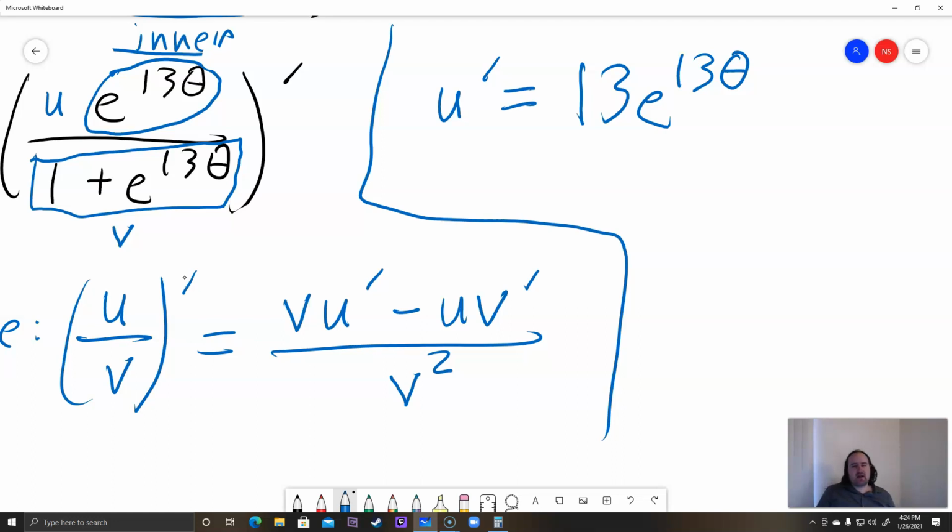Okay, and then surprisingly, v prime should be exactly the same thing here. Now why is that? Well, the derivative of 1 plus e to the 13th theta, well, the derivative of 1 is just 0, because the derivative of any constant is 0. So we're really just taking the derivative of e to the 13th theta, which once again is going to be 13 e to the 13th theta.